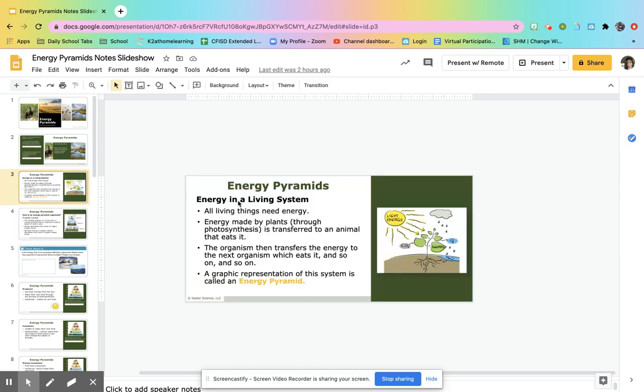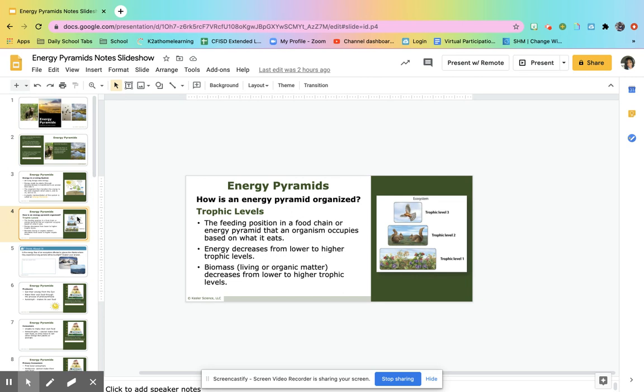So we know that energy in a living system, this is already a review from the first PowerPoint, but I want you to actually fill in the blanks on this one. So all living things need energy. We've already talked about that in photosynthesis. Energy made by plants through photosynthesis is transferred to an animal that eats it. So the organism then transfers that energy to the next organism which actually eats it, and so on and so on. And so that's why it's considered a food chain, right? So we can also put this in an energy pyramid where you can actually see the different levels.